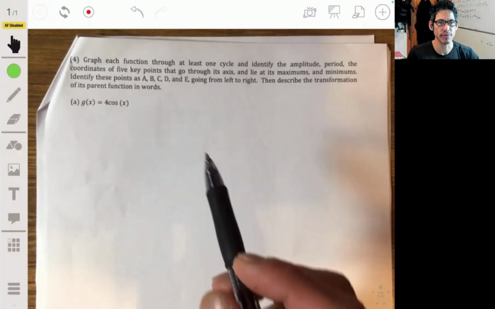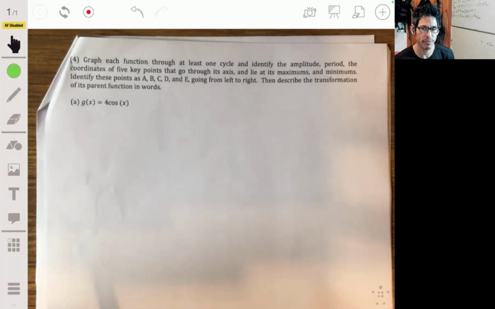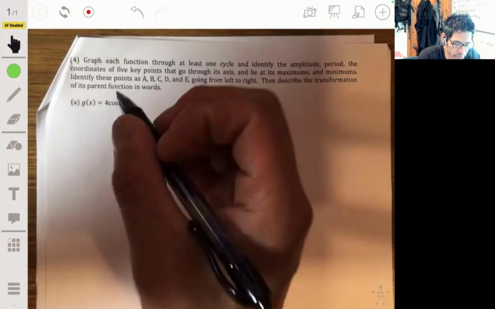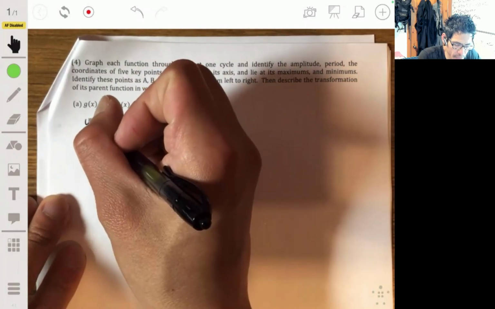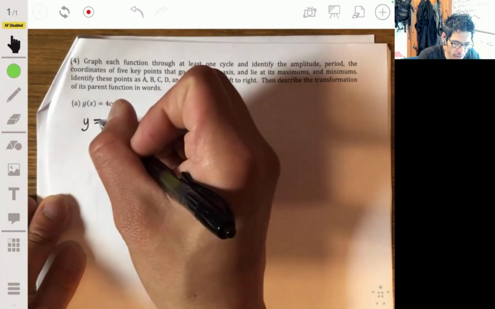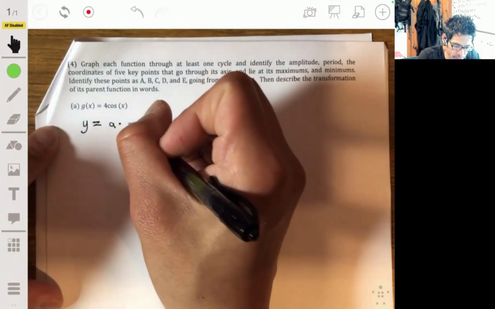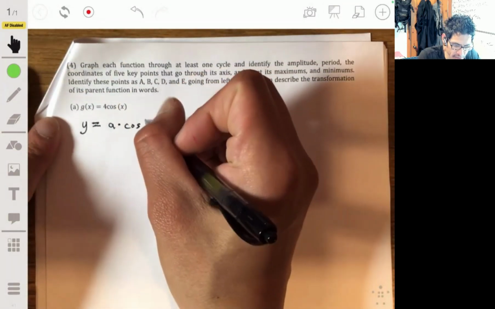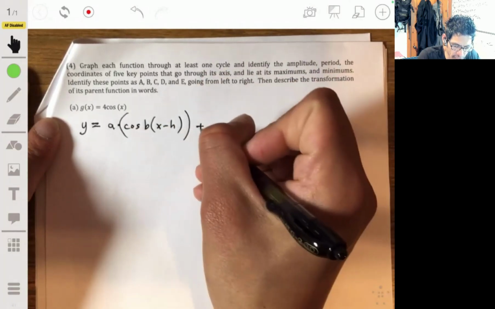All right, so I'm going to go over graphing trigonometric functions, and I'm going to go over three examples, starting with the most basic one, and then working our way up to more difficult ones. First we have the function g of x equals 4 times the cosine of x. Remember the general form of a trigonometric function: y equals a times the cosine of b times x minus h, plus k outside the parentheses.